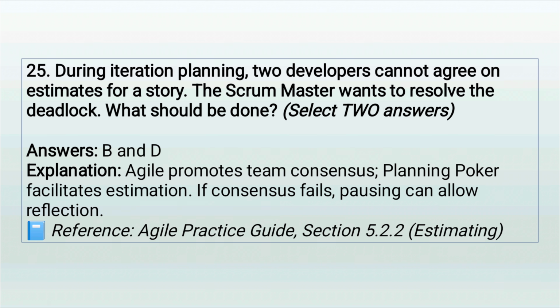Answers B and D. Explanation. Agile promotes team consensus. Planning poker facilitates estimation. If consensus fails, pausing can allow reflection.